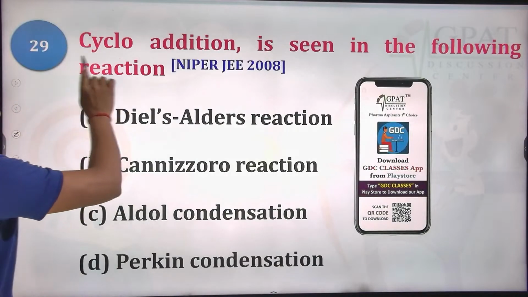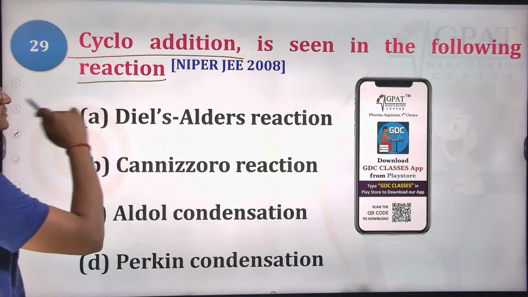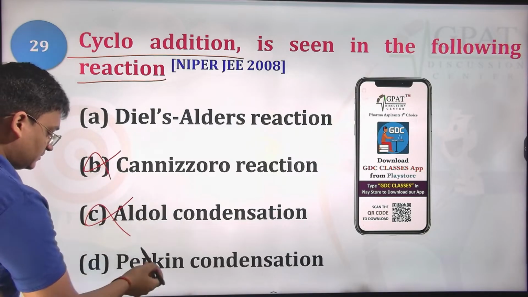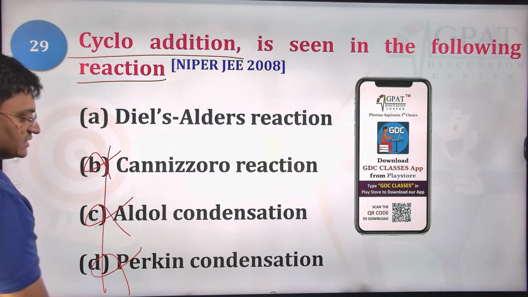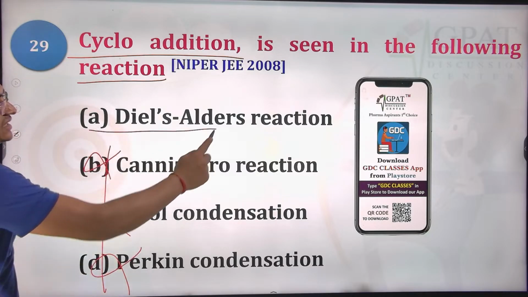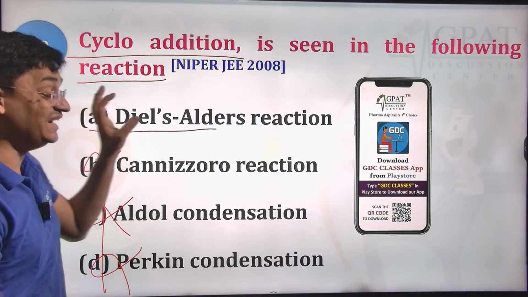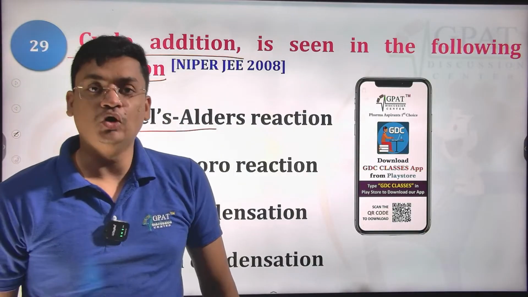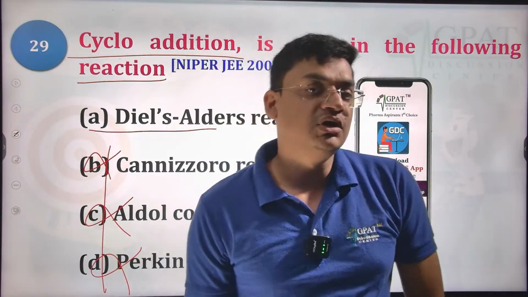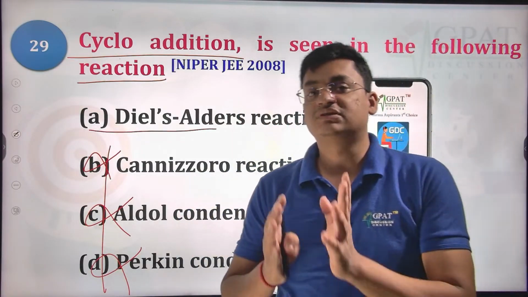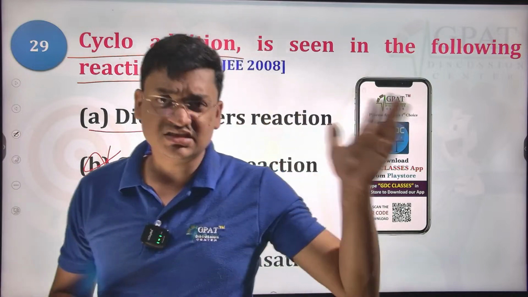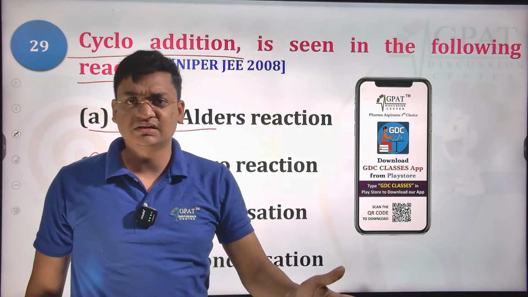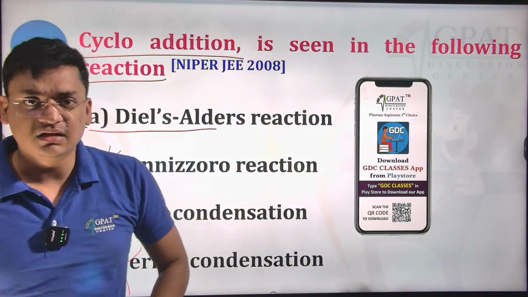Cycloaddition is seen in the following reaction. Diels-Alder reaction, Cannizzaro reaction, aldol condensation reaction, Perkin reaction. These are all reactions related to carbonyl compounds. The Diels-Alder reaction is also known as cycloaddition reaction. It's the pericyclic class of reaction in which a dienophile adds with the conjugated diene system, in either thermal or photochemical conditions, and this is the case for cycloaddition. It was also a question in the GPAT 2025 examination: the Diels-Alder reaction belongs to what category of reaction? It's a cycloaddition reaction in pericyclic reactions.